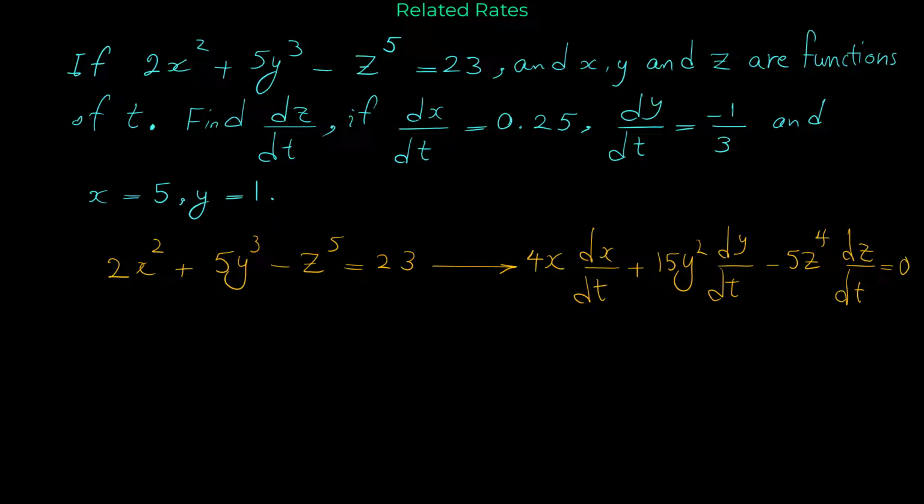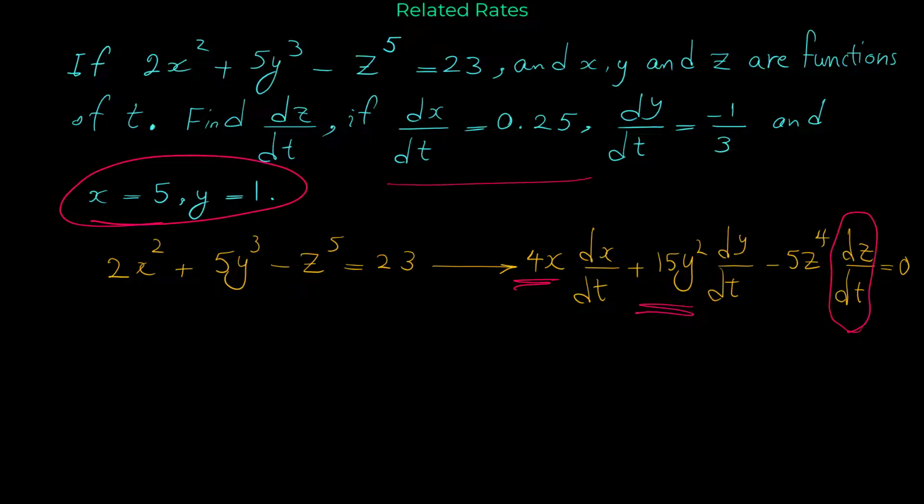Now we can use the given values for finding dz over dt. This is our unknown which we want to find. For finding this value, we need the value of x, the value of y, which we have here. We need the value of dx over dt and dy over dt. We also have these values. But we also need the value of z, and if you look at the question, the value of variable z is not given.